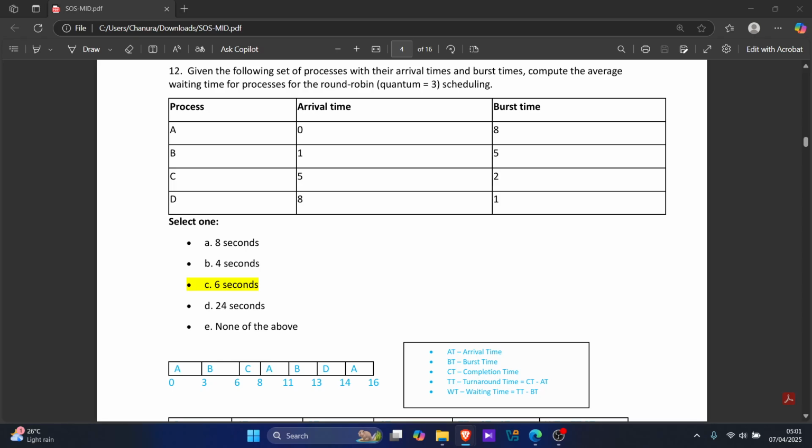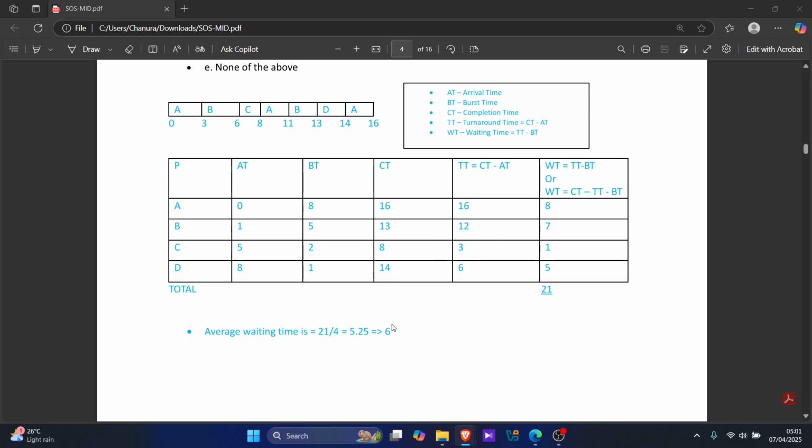So waiting times A8, B7, C1, D5. Total waiting time, 8 plus 7 plus 1 plus 5 equals 21. Average waiting time 21/4 equals 5.25. The options given are A.8, B.4, C.6, D.24, E none. Since 5.25 isn't listed, the answer would be E.